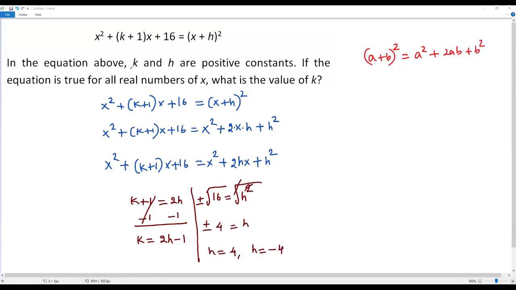The question clearly says k and h are positive constants, so we can reject h = -4. Let's consider only the case where we get a positive value for h. Now to get the value of k, we plug in 4 for h over here. Then I'm getting k = 2 times 4 - 1. 2 times 4 is 8, and 8 - 1 is 7. Then I'm getting k = 7. I got the value of the constant k equal to 7.